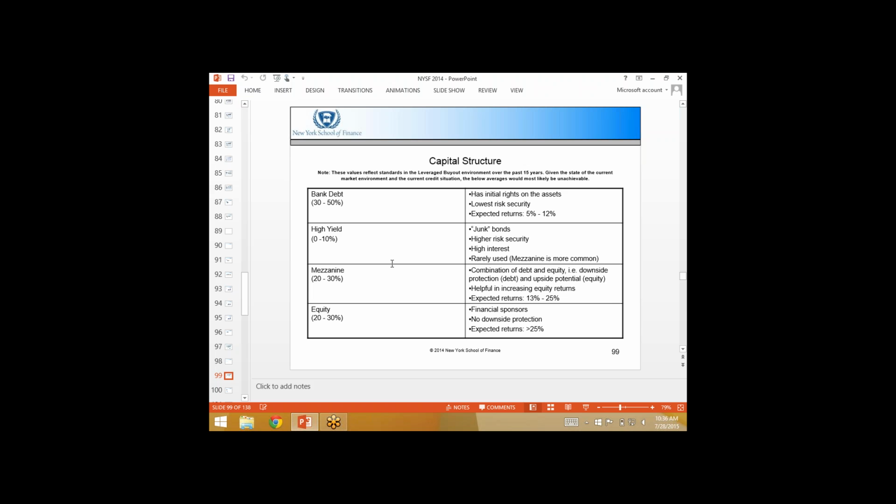Yeah. So you're saying the mezzanine could either be subordinated debt or preferred security, right? Mezzanine is never just straight debt. It is always a mix of debt and equity.